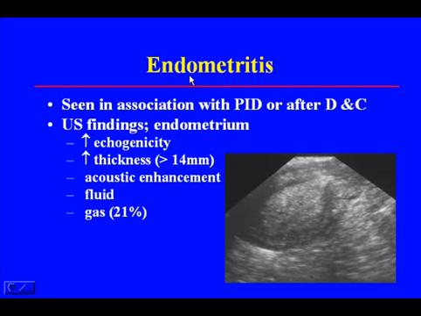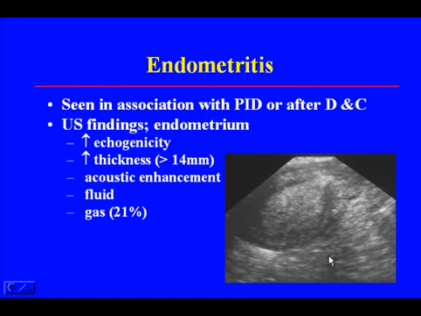Another cause of pain in women is pelvic inflammatory disease. And endometritis in the uterus can be identified, and it's usually seen in patients who already have pelvic inflammatory disease or after a D&C. Sonographic findings in the endometrium include increased echogenicity, as you can see here in this transvaginal study showing thickened endometrium, or sometimes, occasionally, we can see acoustic enhancement. Occasionally, we can see fluid.